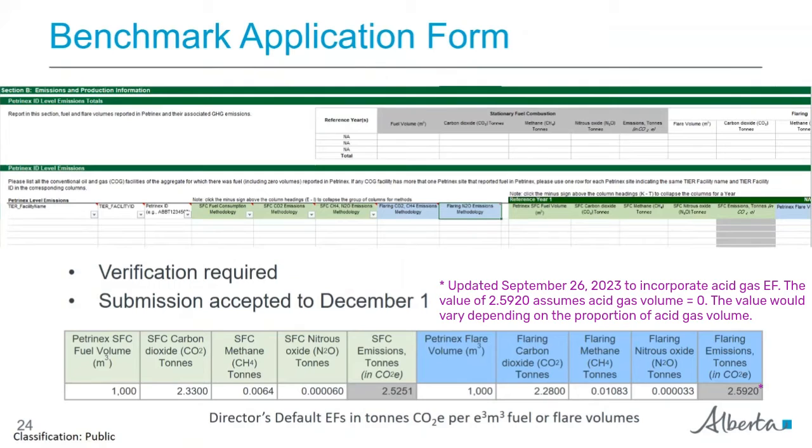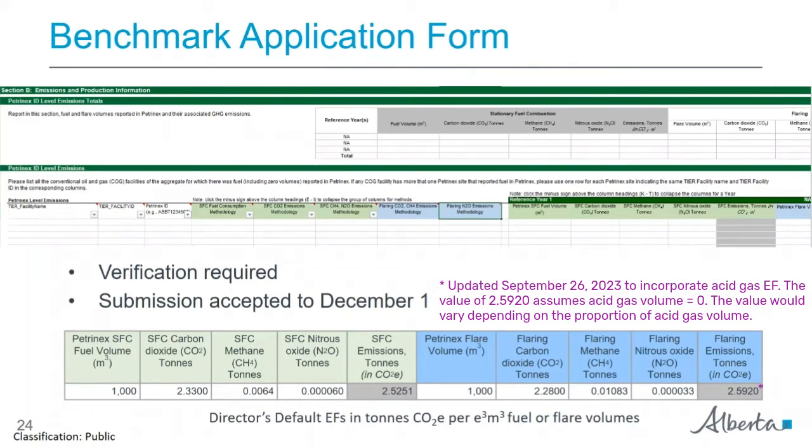Let's take a peek at the benchmark application form. More specifically, in this case, section B1 as an example. We have the summary table at the top for SFC and flaring emissions for each reference year. Flaring method columns have been inserted right beside the SFC method columns. To the right of those columns, we have fuel and flare volumes and emissions by reference year.